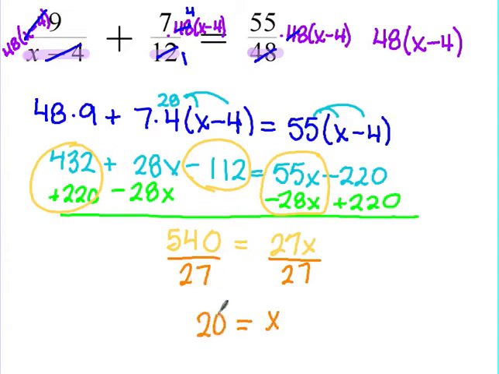20. So let's go back to our original problem and see where x is. X is in the denominator right here. So if I put 20 right here, do you get 0? Nope, so we're good.